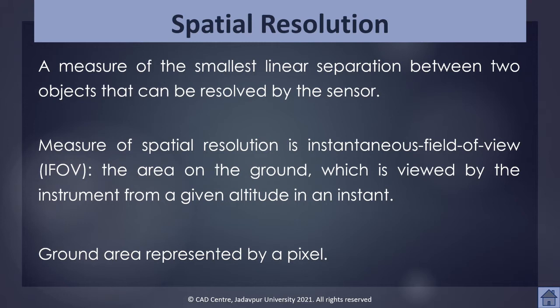The IFOV may also be defined as the area on the ground which can be viewed by a single instrument from a given altitude at any given instant of time. This area on the ground is also called resolution cell, and it determines the sensor's spatial resolution. It can be measured in one of two ways, as angular measurement or as the area on the ground.